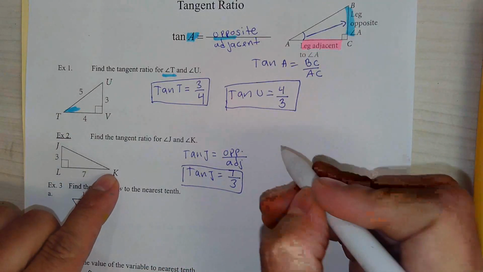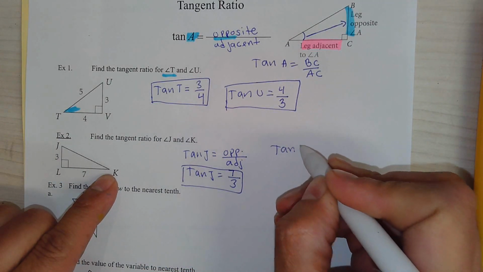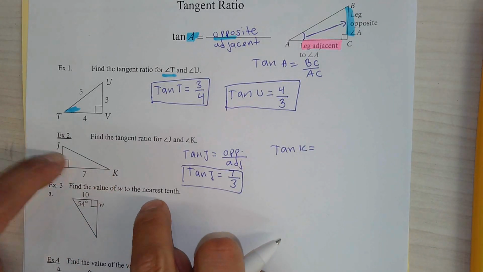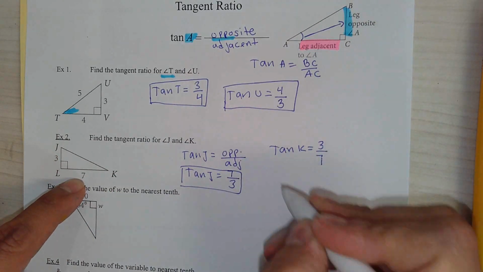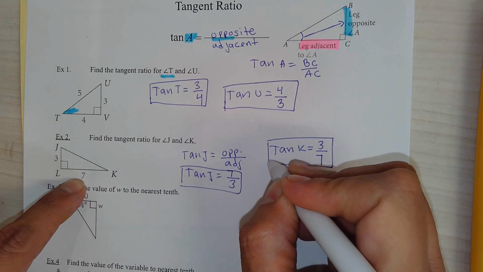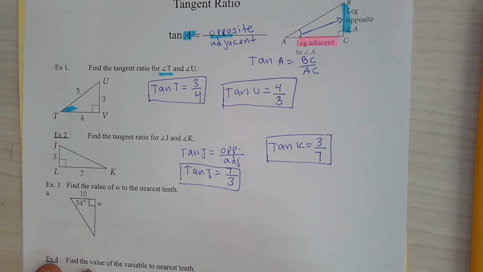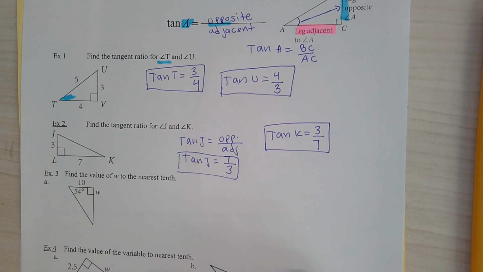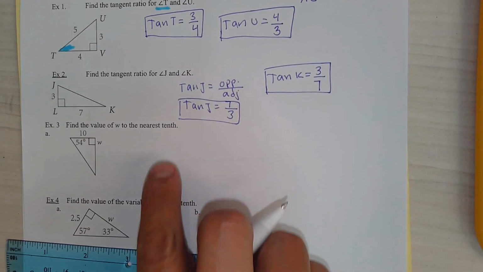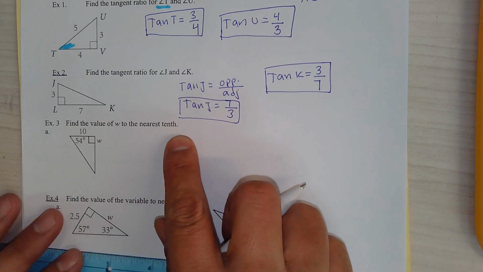We're going to do the K now, so tangent of K will be opposite over adjacent. Okay, we're making good progress. Let's go ahead and go to this one. Find the value of W to the nearest tenth.